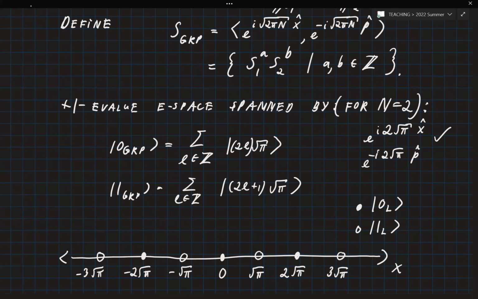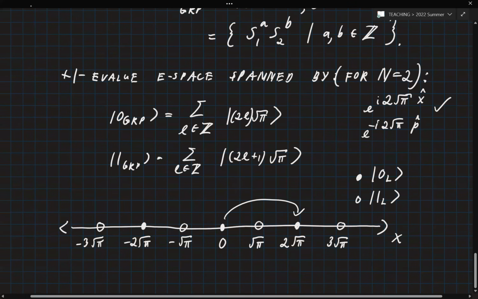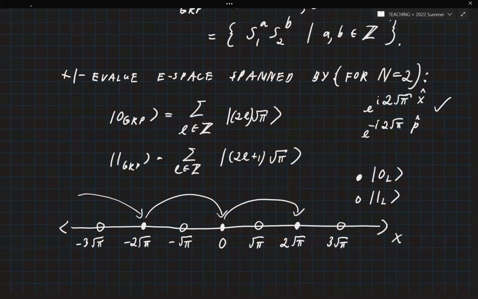So we're good here. For the position shift, now we have this lattice effect happening, that you have this 1D lattice and the states are shifted by 2 times square root of pi. Well, that's precisely just a linear shift on the balls, like that, and because there's an infinite number of them, they're all left invariant. So this stabilizer also checks out.